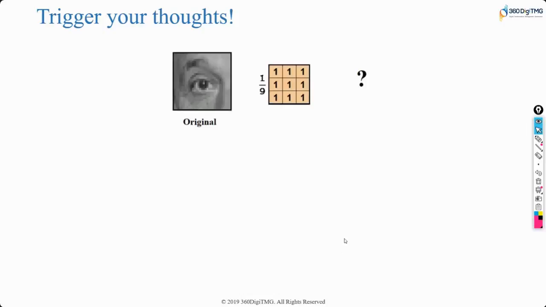If you apply a box filter, what do you think will be the output of the image? How do you think the output of the image looks?